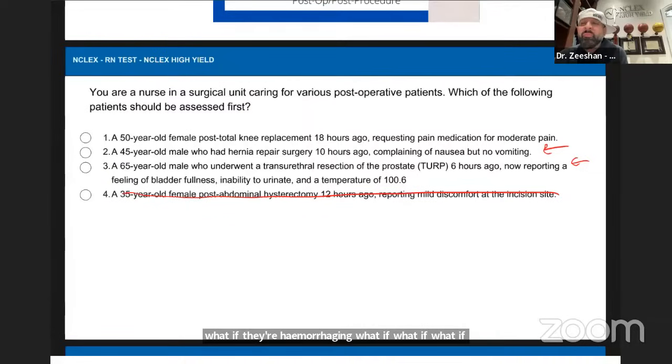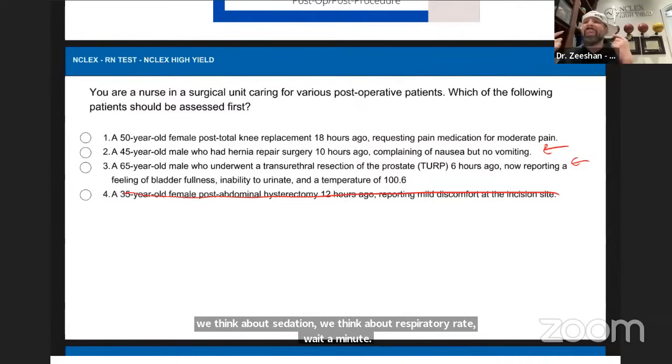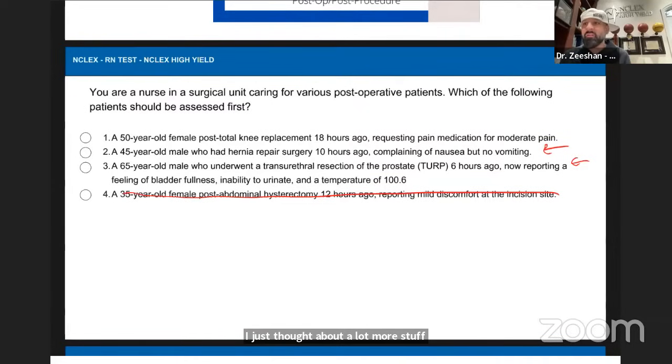10 hours ago, if they're complaining of nausea but no vomiting, you think maybe their pain meds have worn off? Okay, sure. Pain meds. Now I think about opioids. We think about morphine. We think about bowel slowing down. We think about sedation. We think about respiratory rate. Wait a minute. I just thought about a lot more stuff because I know medicine. But it's not part of ASH. And now I'm down to 50-50.